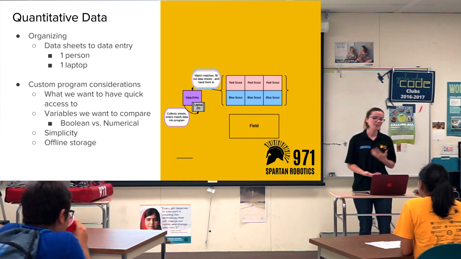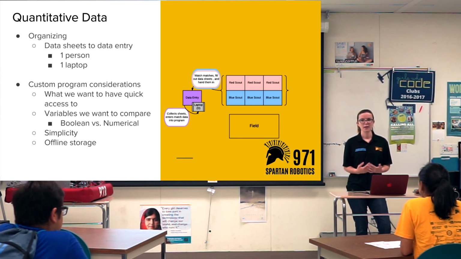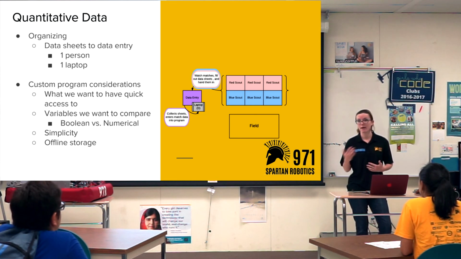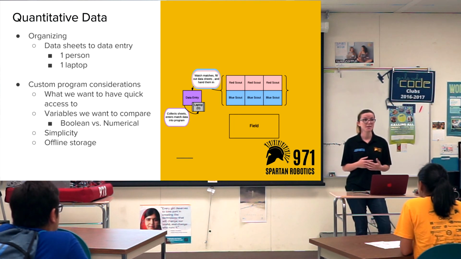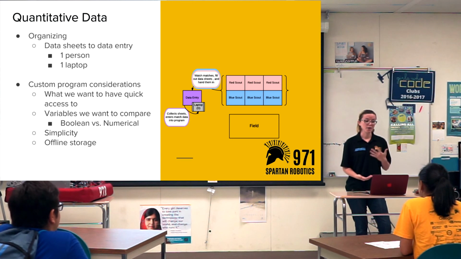So when you're making a custom program, you want to consider what you want to have quick access to. Like when you're at a regional, about to have a match, you want to brief your drive team on some important stuff, like, hey, this upcoming alliance that you're playing against is really strong at putting up these kinds of points. You want to know what you're going to want to have access to during a competition.